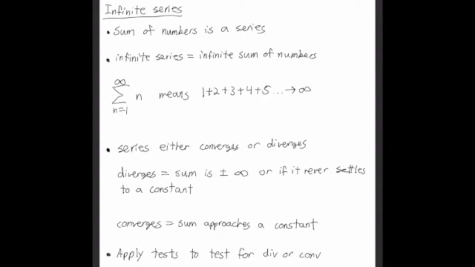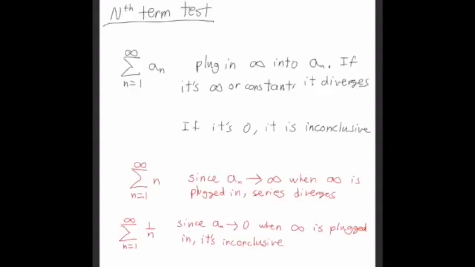So you have to apply different tests to test for divergence or convergence. So the nth term test is the first one. So what you want to do is plug in infinity for n into a of n, which is your series.